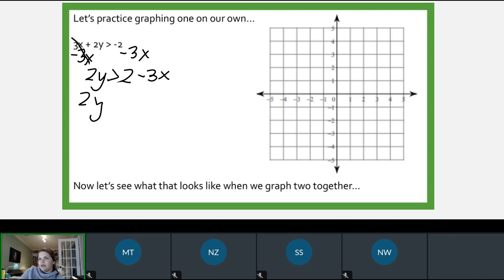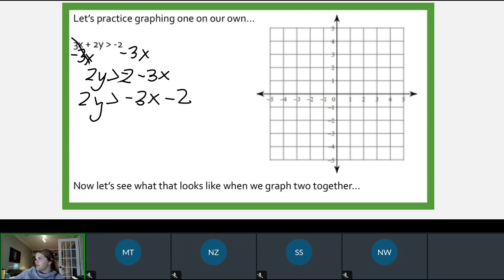If you prefer to write it with the x term first, totally fine. Oops, that's a negative 2, isn't it? So that should be negative 2. All right, what's my next step going to be here?